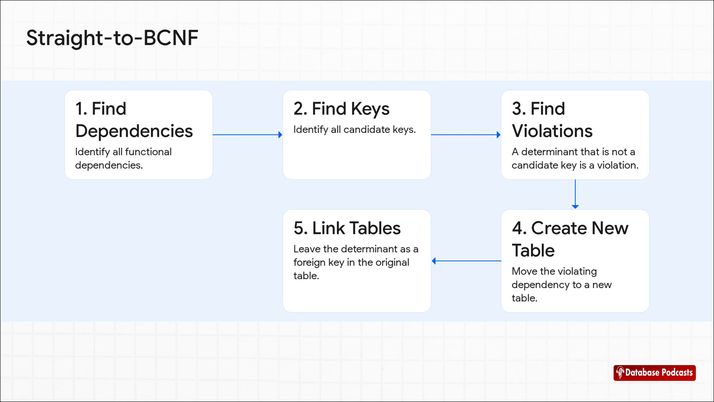Now, step 3 is the crucial one. You go hunting for violations. Any dependency where the left side is not a candidate key is a problem. And for every problem you find, you just pull that dependency out into its own table, leaving the determinant behind as a foreign key to link them. That's it. It's a powerful, repeatable process.